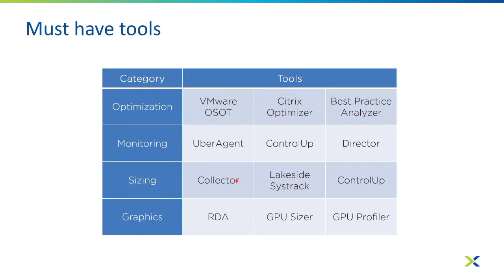When we look at sizing, these are tools that you can use to understand what's actually happening inside that virtual desktop. When we want to look at the graphics performance, so if you've got vGPU scenarios, again, Remote Desktop Analyzer, GPU Sizer, GPU Profiler, tools that we can use to understand, like I said, what's happening within that desktop. And then for deployments or deployed systems, we can use monitoring tools, so Uber Agent, ControlUp, Desktop Director, tools that every admin should have access to somewhere to be able to ensure that the VDI solutions can be deployed correctly and successfully.